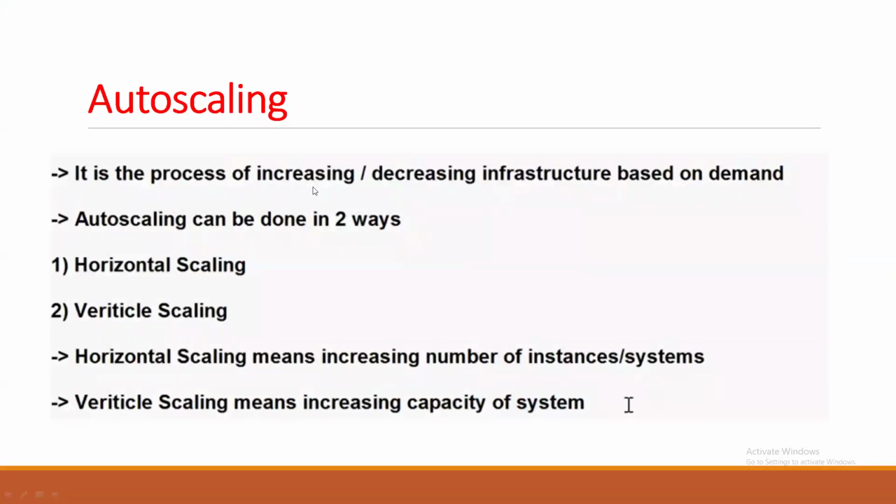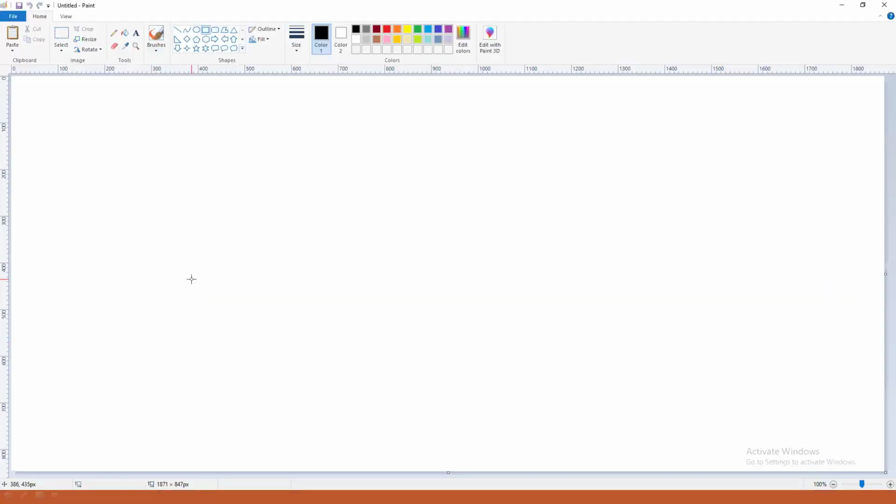So what is auto scaling? It is the process of increasing or decreasing infrastructure based on the demand. For example, this is your node. This node has three pods. This is the worker node, and this worker node has three pods. Your application will be deployed on this one worker node.